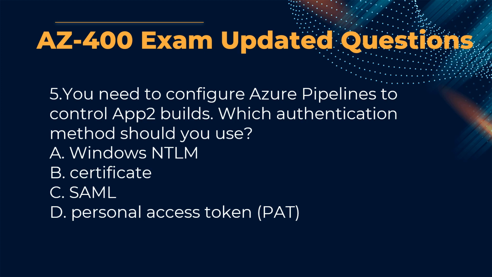5. You need to configure Azure Pipelines to control App2 builds. Which authentication method should you use? A. Windows NTLM. B. Certificate. C. SAML. D. Personal Access Token (PAT).